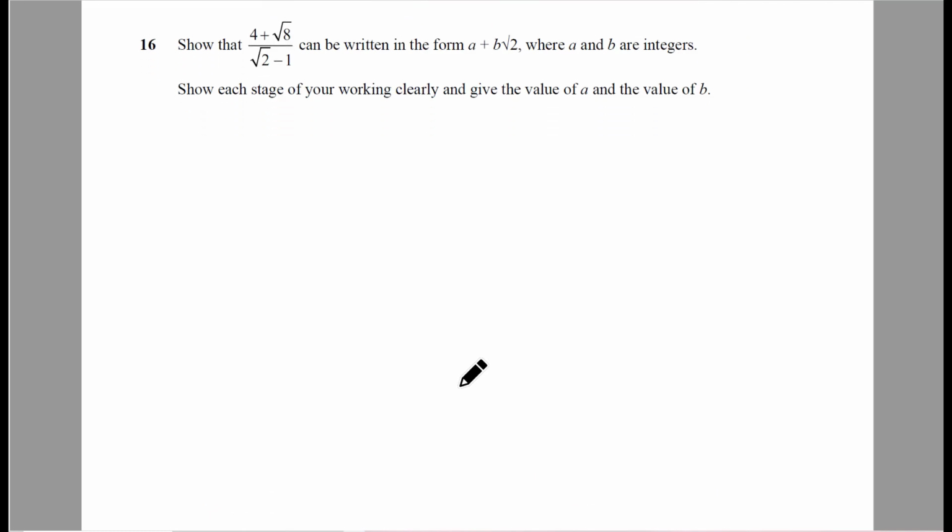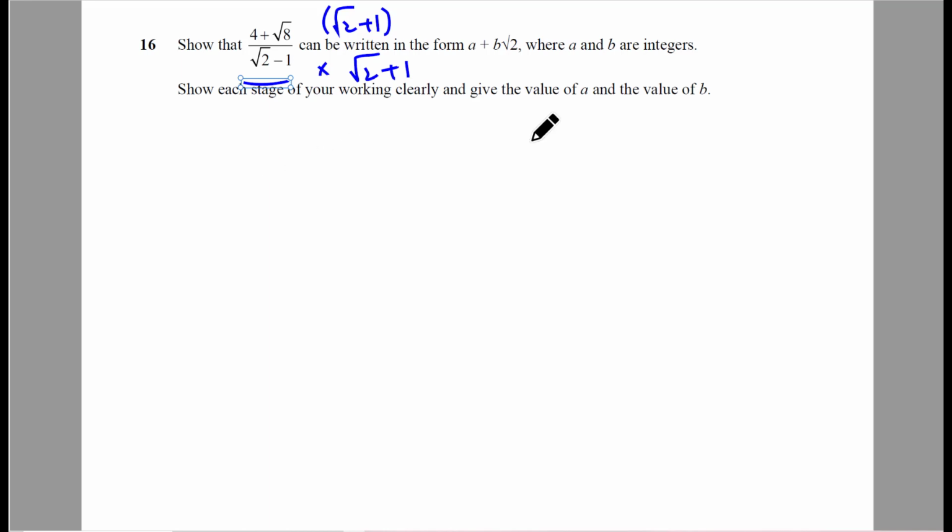Okay. We're doing well. Question 16. Surds. I love surds. They're really special numbers. So, to simplify this, we need to multiply by its conjugate pair. That's root 2 plus 1. Okay. Show each stage of your working clearly. So, you're going to get some method marks here.